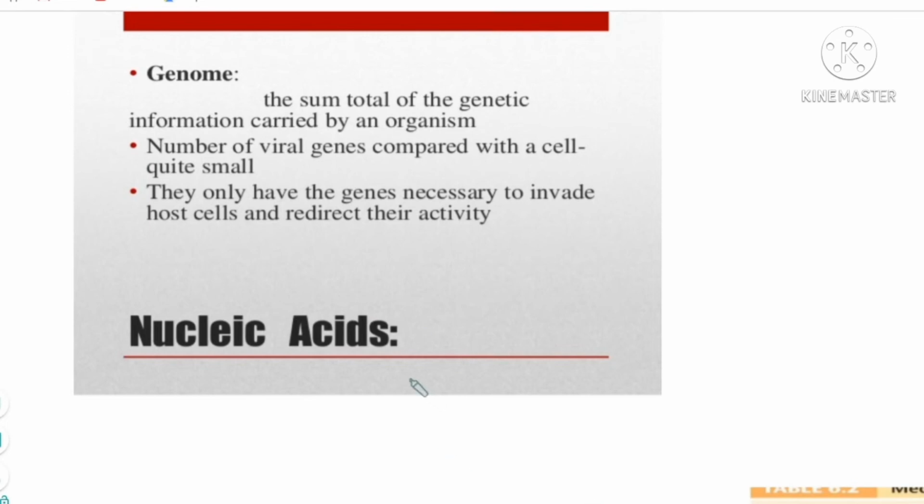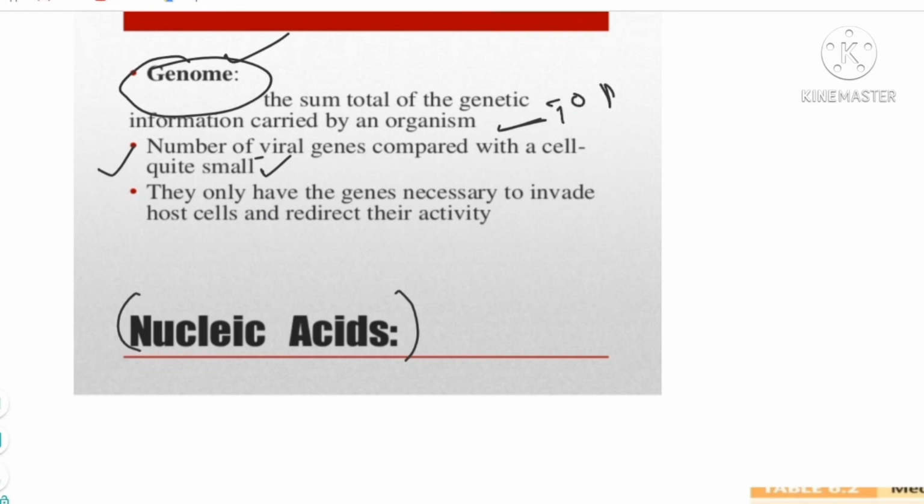What genome is actually present in viruses? What I was telling you, RNA and DNA, that is what we see now as the genome. The sum total of genetic information carried by an organism is the genome. First, the number of viral genes compared with the cell is quite small. They have only the genes that help them to multiply inside the host. They only have the genes necessary to invade the host cells and redirect their activity, as I just told you.